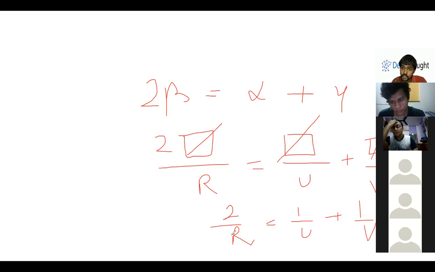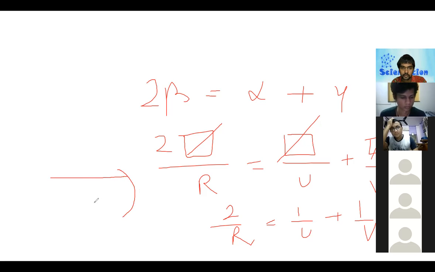Why do you say half of the radius is the focus? If there's a light which is coming from infinity, where do you expect it to fall? This is the center, no? Light is coming from infinity. This angle should be equal to this angle.